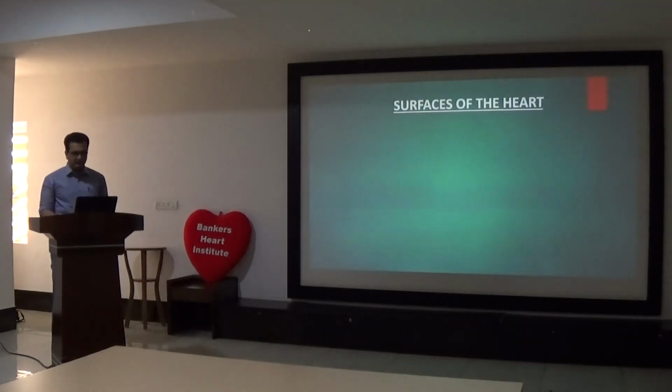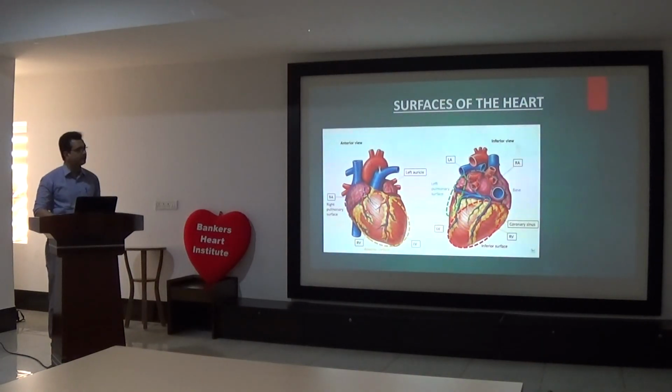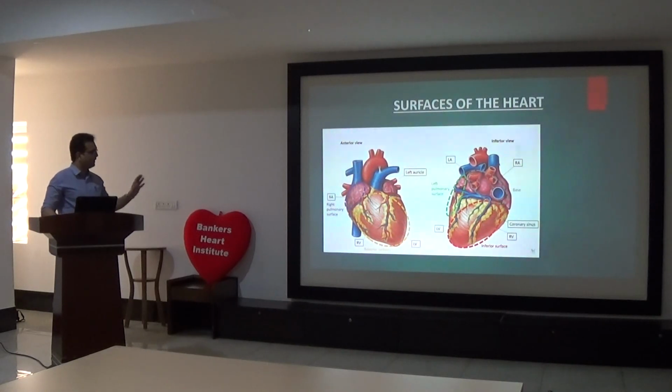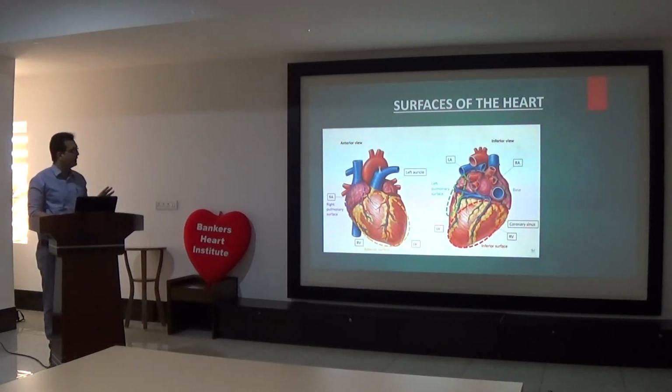So starting with the basic anatomy and surfaces of the heart. From the anterior side we can see that the anterior surface, the sternocostal surface, is mostly composed of the right ventricle and some part of the left ventricle as seen from the front in anatomical position.